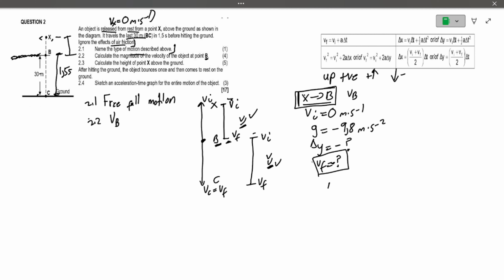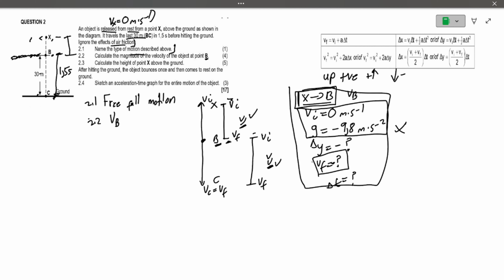So what else are we given? The time we are given is from B to C, meaning that we do not have the time from X to B in the section of motion we are working on. So we also don't know the time. We are given just these two variables for the motion from X to B, meaning that we cannot use that section. Let's see if we can use B to C to find the velocity at B. Because we are starting from B, B will be our initial velocity and C will be our final velocity.